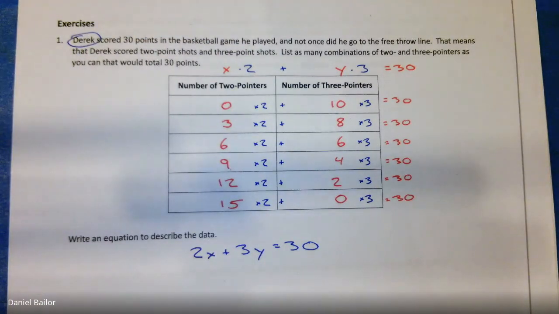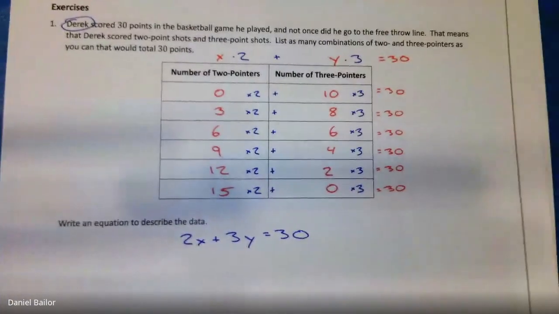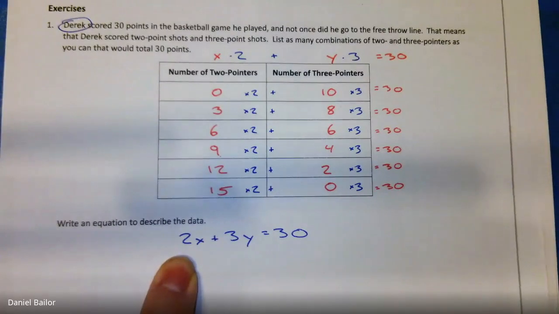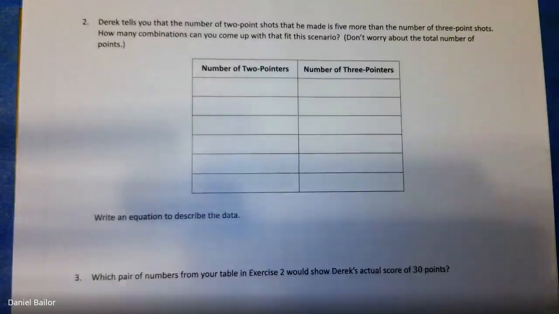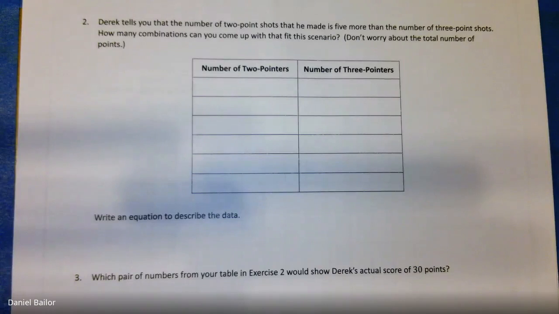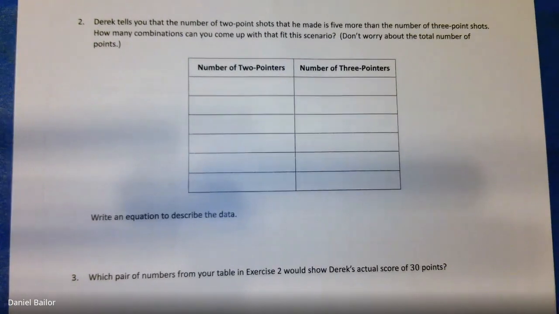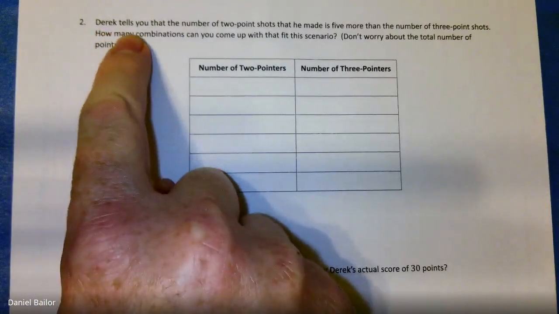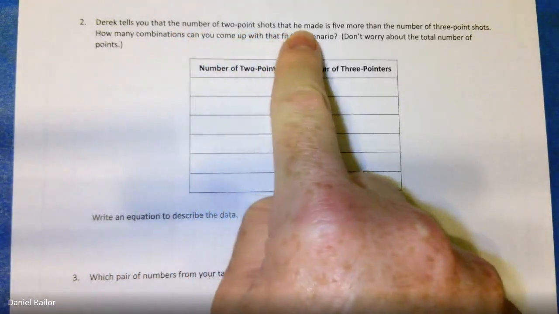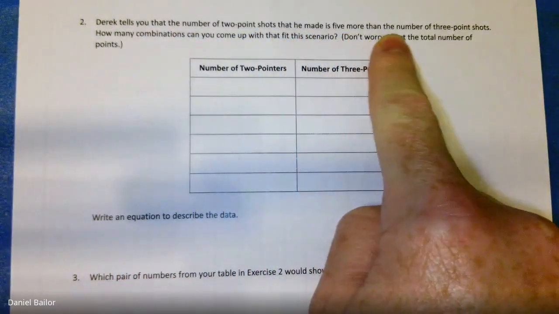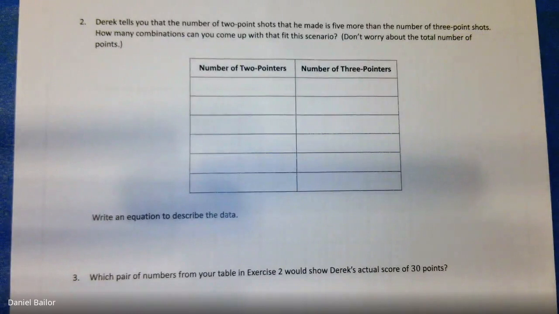Now keep that page because that is one equation for Derek's points. We're going to learn another fact about Derek's game on page 296. So keep 295 because this gives us one equation for Derek's game. On page 296, exercise 2, we find out that Derek tells you the number of 2-point shots he made is 5 more than the number of 3-point shots.